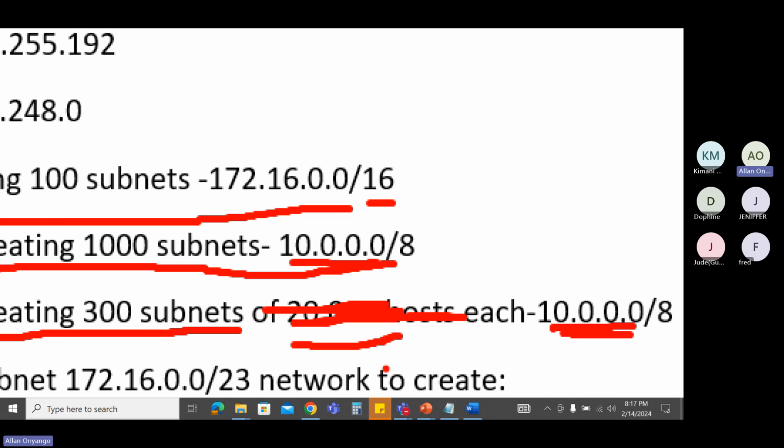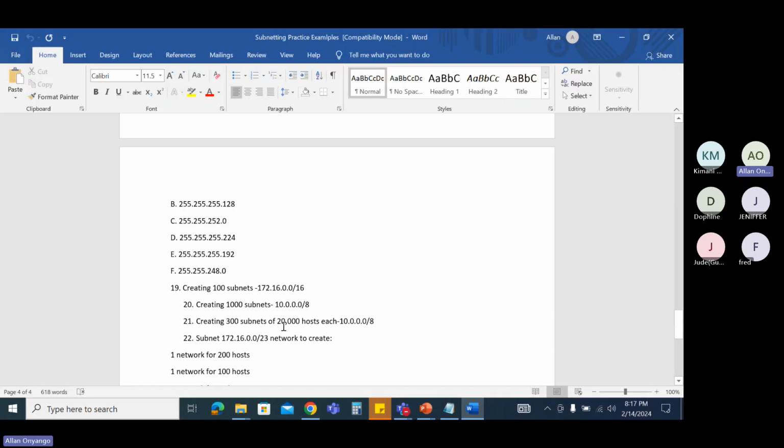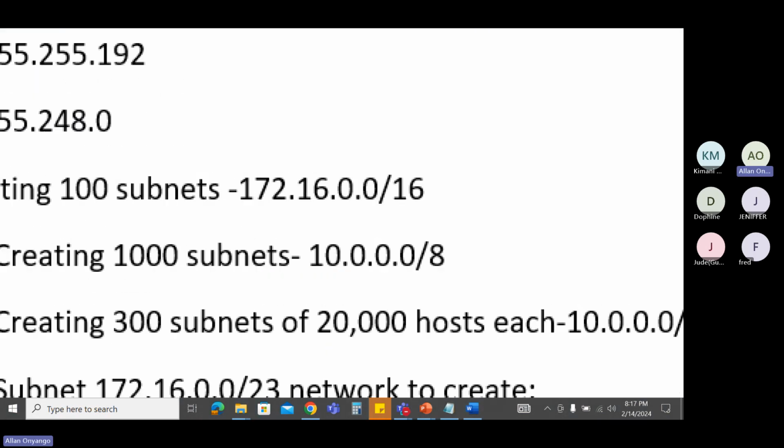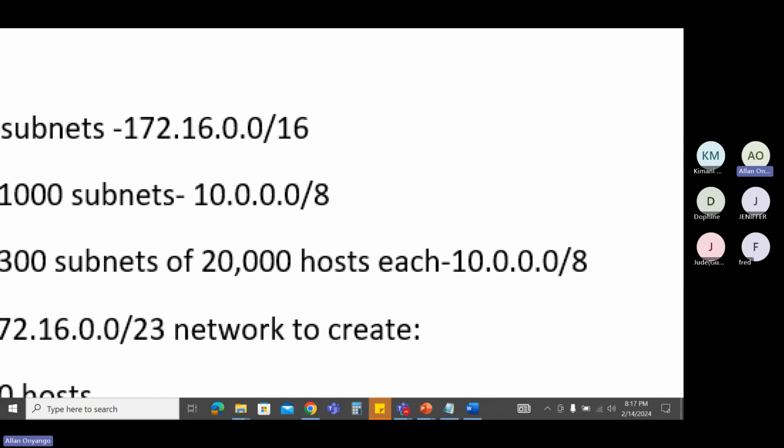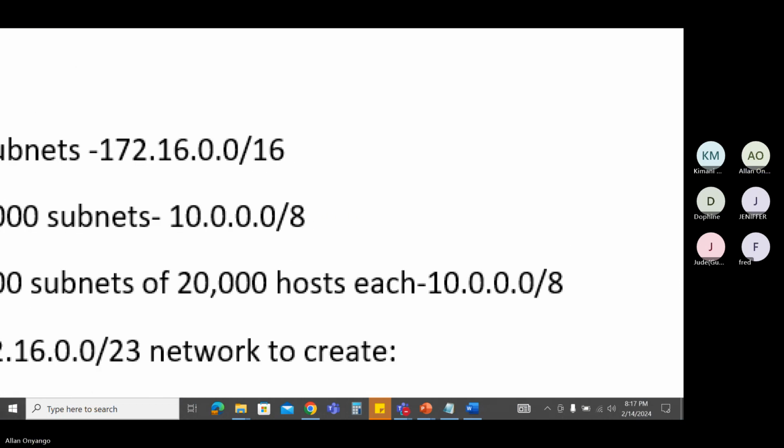So create networks of 20,000 hosts each using the same network here. Can this be shared through WhatsApp also? Yes, I will share this document through WhatsApp. Create 20,000 hosts using the same network.